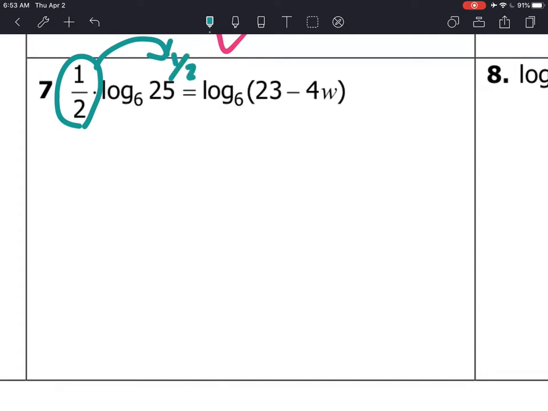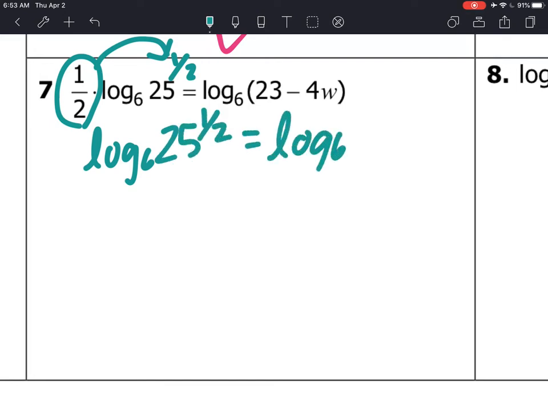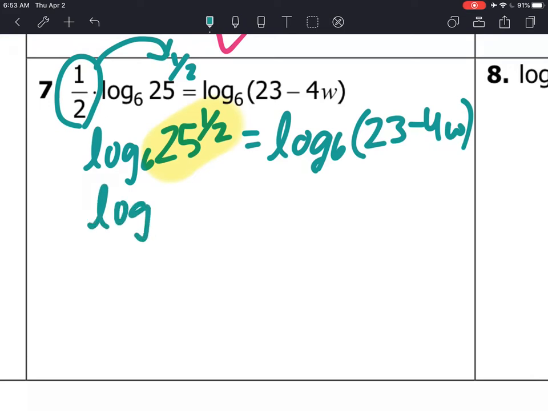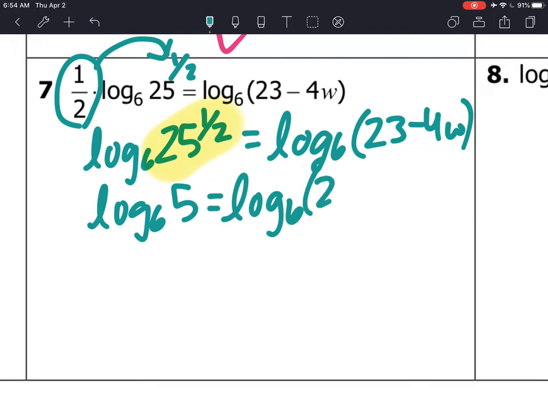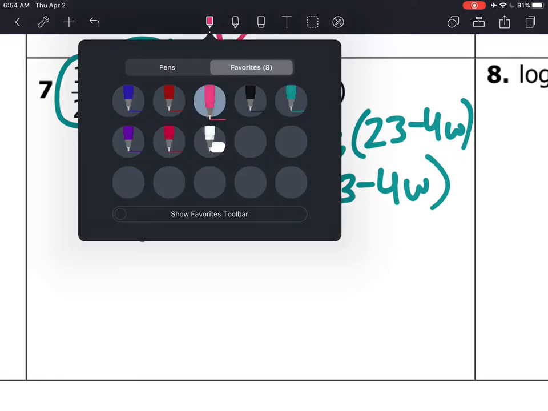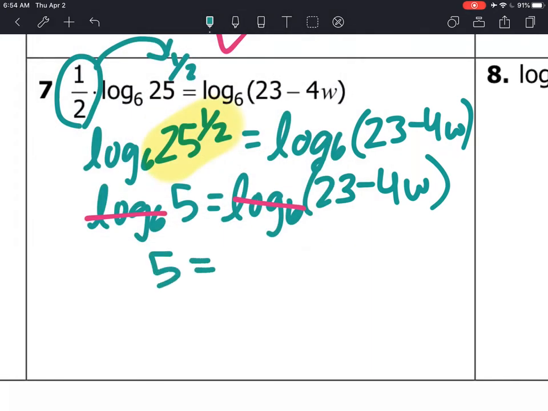Alright, so for number 7, we have to take this 1/2 and put it where it belongs. And that's all. So we have log base 6 of 25 to the 1/2 power, and of log base 6 of the right side. Then here, anything to the 1/2 power is the same thing as taking the square root, so that's how you get 5. Then notice that both of them are log base 6, so I can cancel them. Since I'm running out of space, I won't show you the gigantic 6.